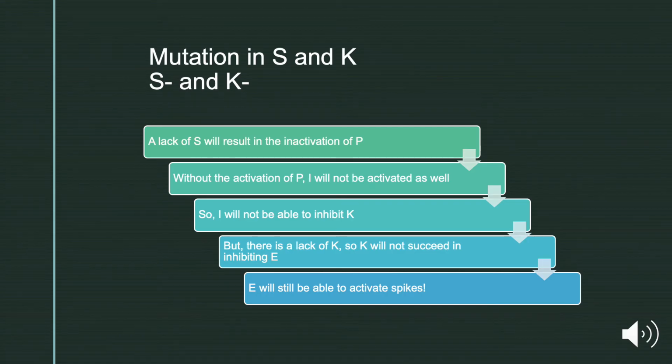If there's a lack of S and K, the lack of S will not be able to activate P, so P will not be able to activate I, and I will not be able to inhibit K. But because there's a lack of K, K will also not be able to inhibit E, and E will still be able to activate the spikes.